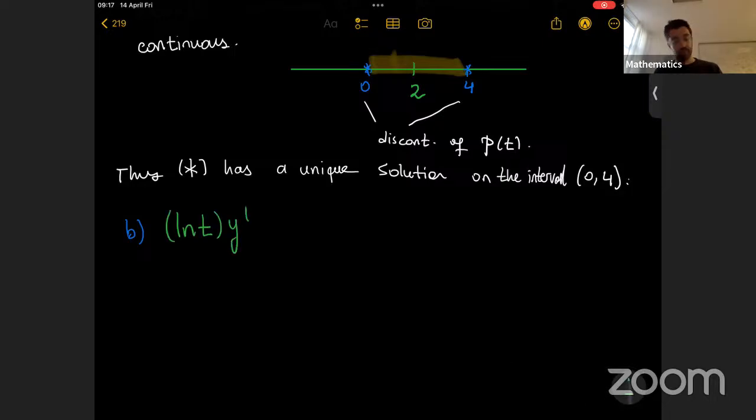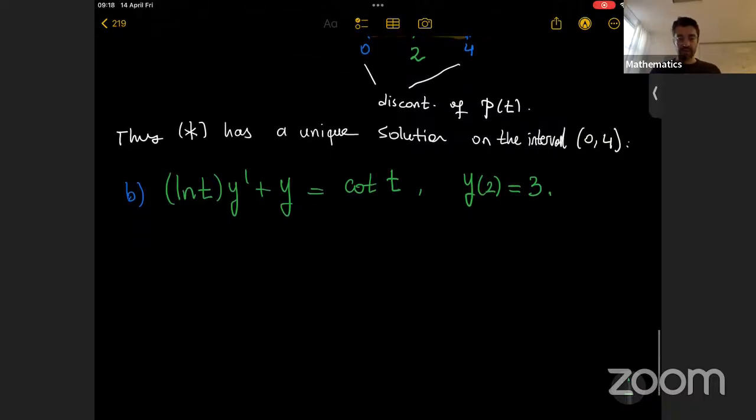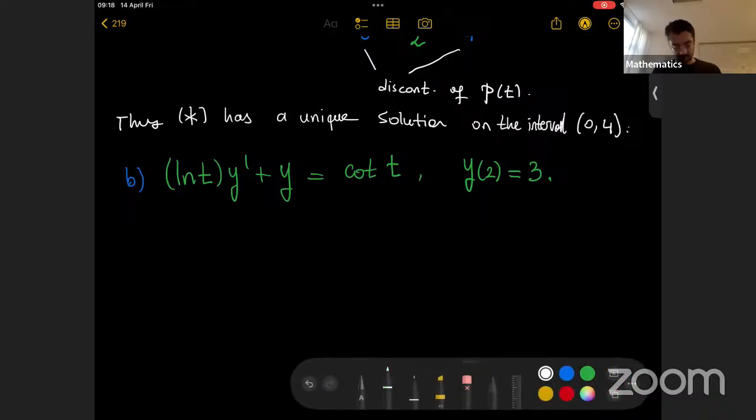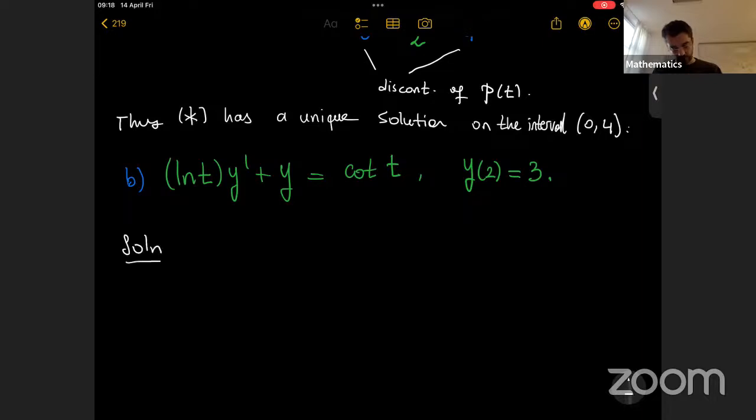ln t times y prime plus y is equal to cotangent t, and y(2) is equal to 3. Now we will find out where the unique solution exists by the existence uniqueness theorem again. So you can write this equation in the linear form. In the linear form, it becomes like this, cotangent is cosine over sine.